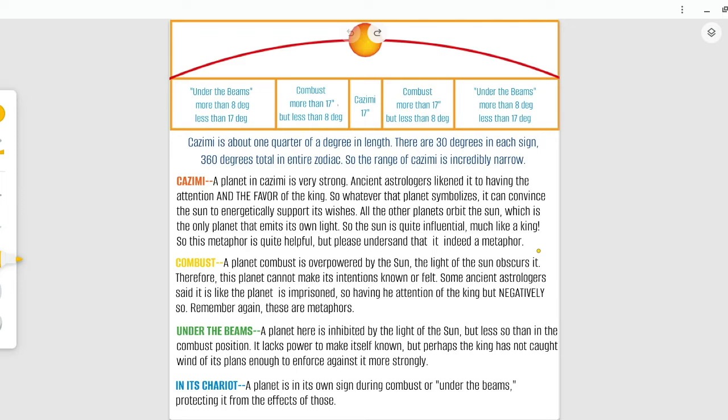All the other planets orbit around the Sun, and the Sun is the only planet that emits its own light. So the Sun is quite influential, much like a king. So this metaphor is quite helpful, but please understand that it is indeed a metaphor.